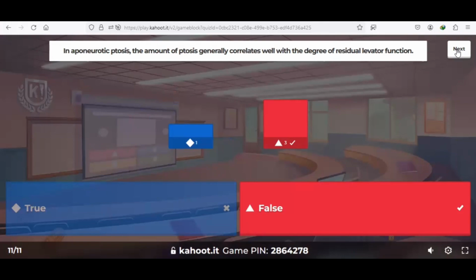So again, the last 2 questions were what? True or false? This again is to teach you the importance of being attentive to the questions asked. You have to read carefully. Is it a multiple choice question or is it true or false? On the other hand, in aponeurotic ptosis, usually the ptosis doesn't correlate well with the levator function. We may have severe, significant ptosis, but still the levator function is good.